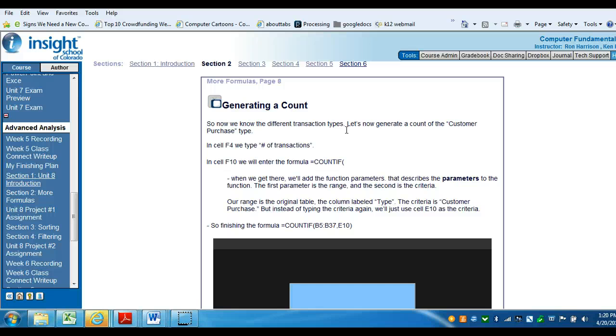Count would go ahead and count everything. Count if would count everything that meets a certain requirement. That's where the if comes in. That's called the parameter. So maybe if we wanted to count only the customers that spent more than $100, we'd use COUNTIF for that. But if we wanted to count all the customers that came in that day and brought us business, then we would just use the count command to count everything.